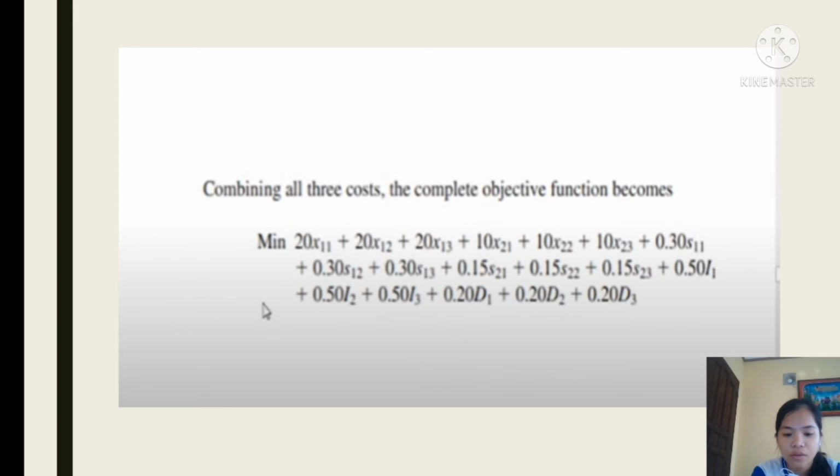Now, consider the constraints. First, we must guarantee that the schedule meets customers' demands, because the units shipped can come from the current month's production or from inventory carried over from previous months. The demand requirement takes this form.